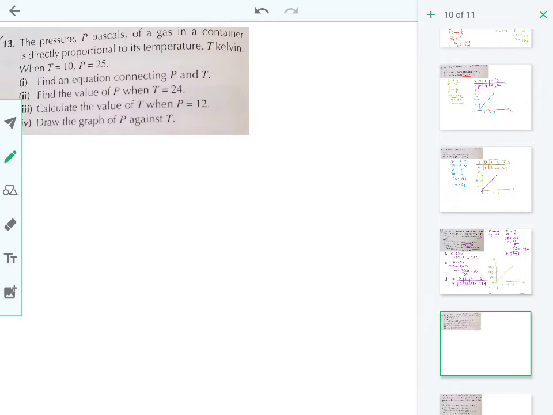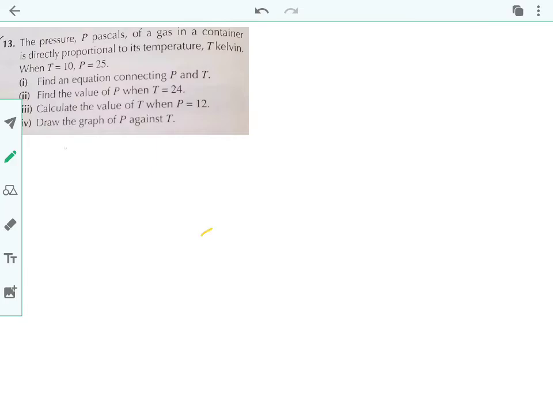Okay, as we can see here, P is directly proportional to T. So when P equals 25, T equals 10. So P over 25 equals T over 10. Okay, do cross multiplication. So 10P equals 25T. So P equals 25T over 10, or P equals 2.5T.